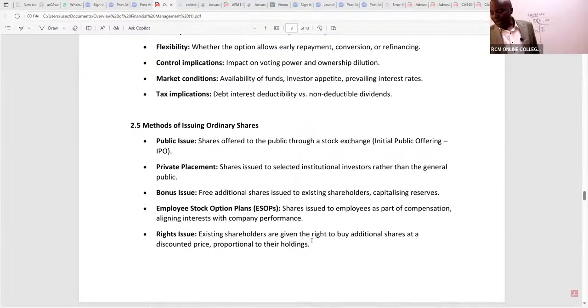And then we have what we call a rights issue. Existing shareholders are given the right to buy additional shares at a discounted price. Yeah, at a discounted price. Then we have the ESOPs, very, very popular, employee stock option plans: shares issued to employees as part of compensation, aligning interests with the company's performance.